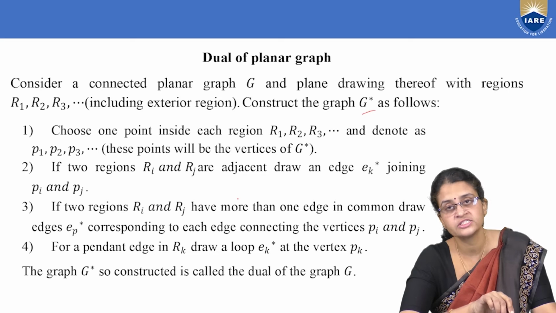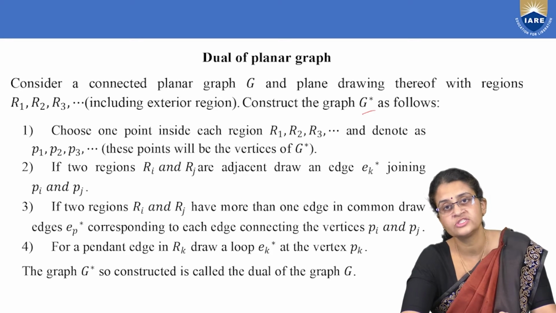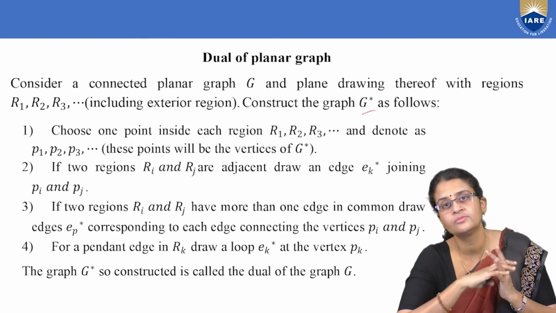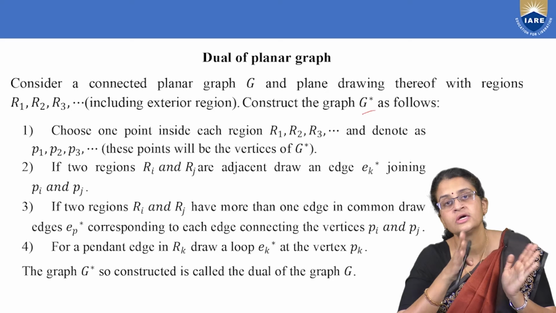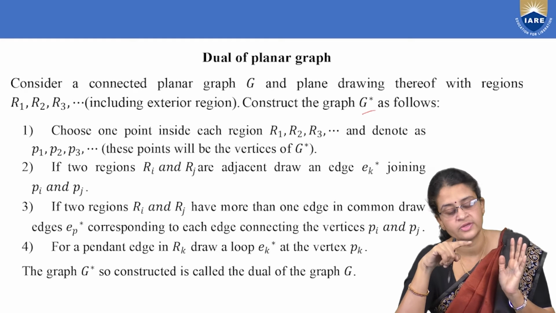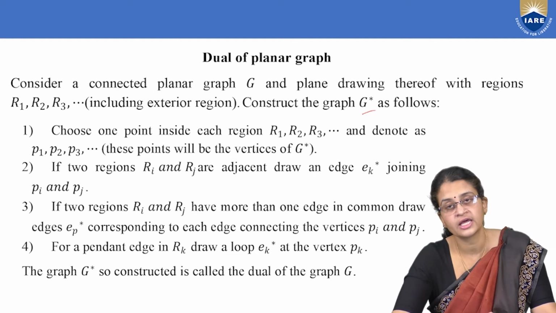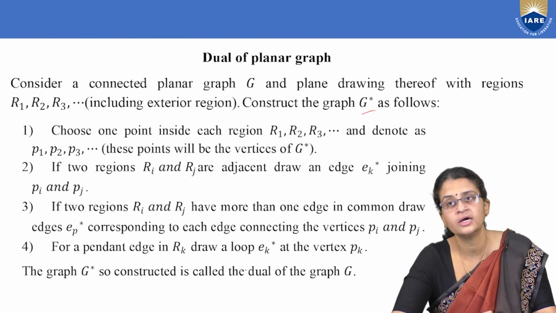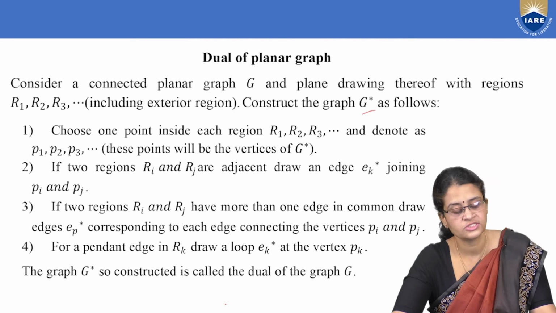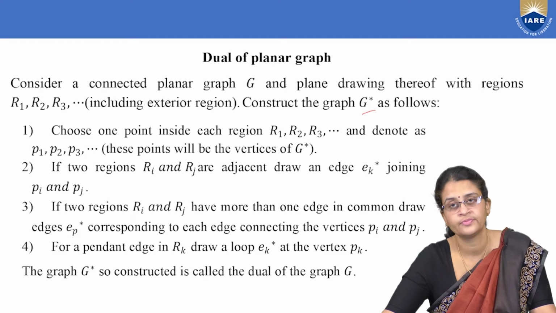If two regions Ri and Rj have more than one edge in common, draw the edge Ep star corresponding to each edge. If there are two regions Ri and Rj that have two common edges between them, then draw two edges between Pi and Pj. For a pendant edge in Rk, draw a loop Ek star at Pk. Okay, so the graph G star so constructed is called the dual of the given graph G.